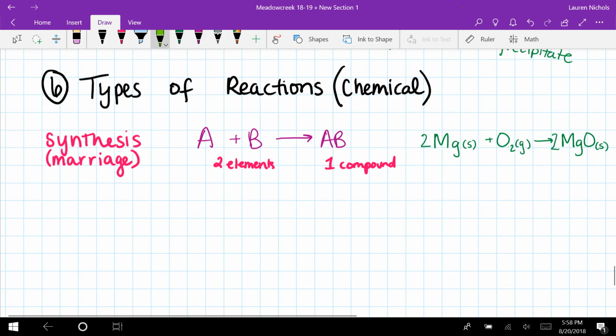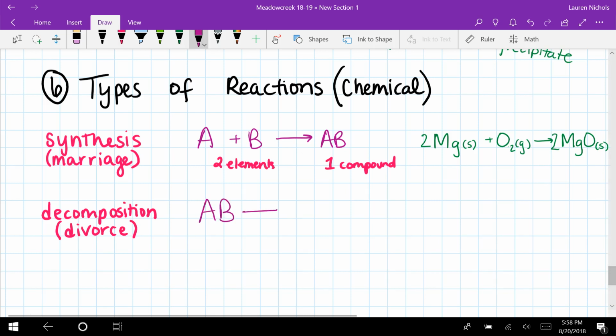The next type of reaction is the opposite. It's called decomposition. And in decomposition, the nickname is the opposite of marriage. It's divorce. So if you have a divorce happen, then we know you have this compound AB, and it splits up into its individual elements.